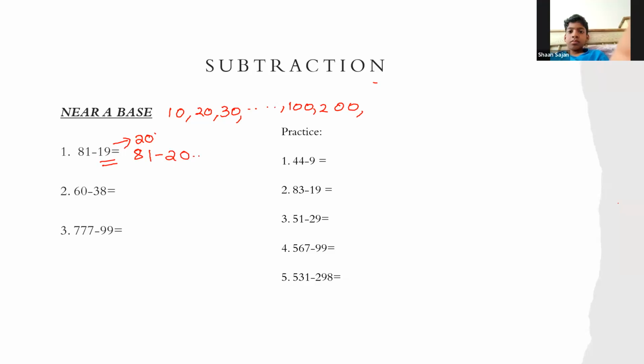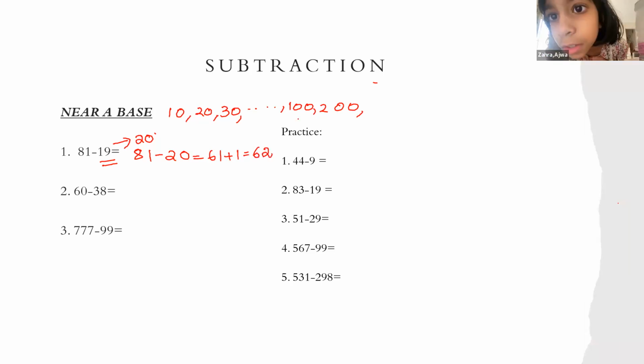So what is the answer? 61. Now 19 is less than 20 by how many? 1. We add 1, so that is equal to 62. Are you clear? So in subtraction, we first subtract and then add.